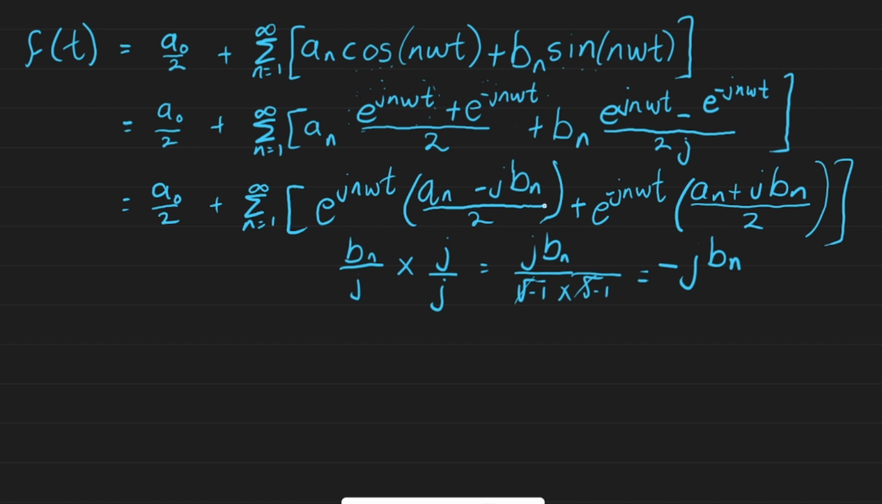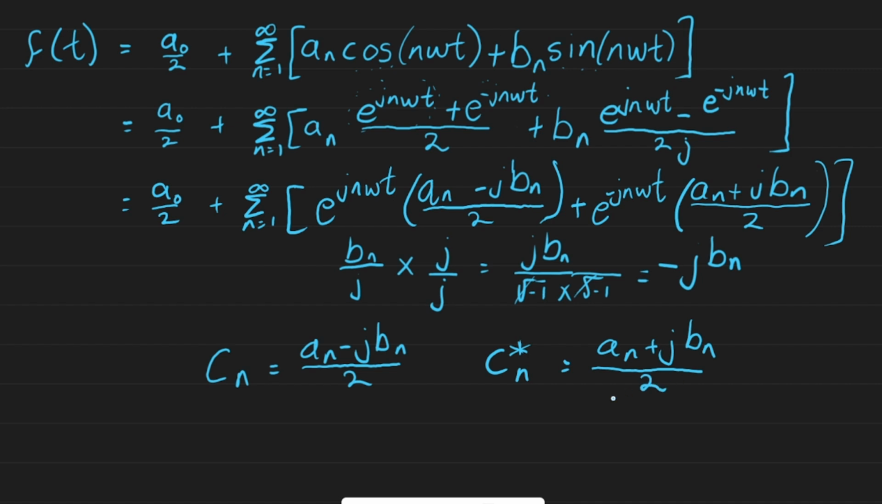So we're going to take this first part, an minus j bn over 2, and give it another symbol. We're going to call it cn. We say cn is equal to an minus j bn divided by 2. And the conjugate of this, which is in this other expression, we'll call cn star, and say that it is an plus j bn divided by 2. So we can now write this Fourier series that we've just derived in terms of cn and cn star.